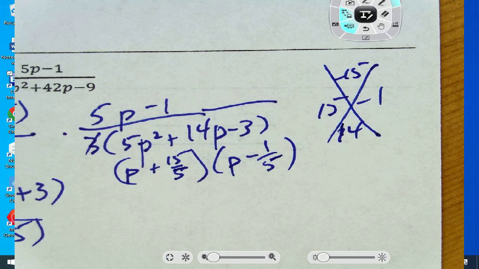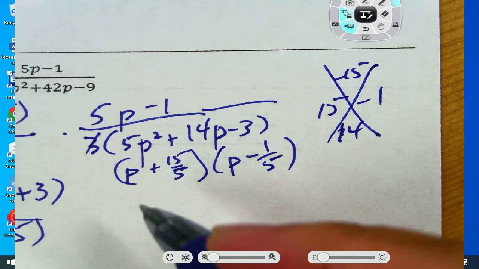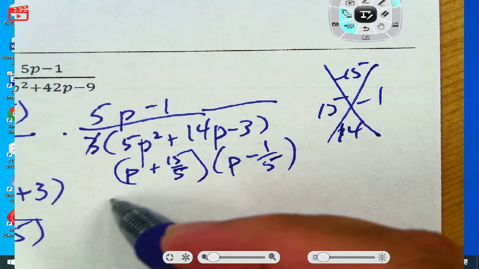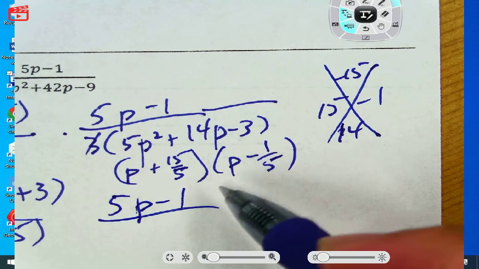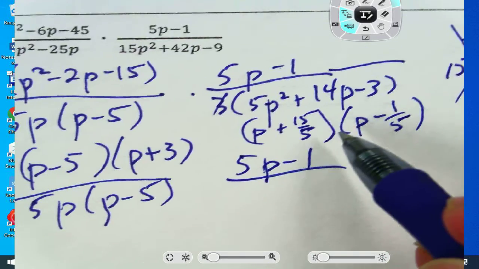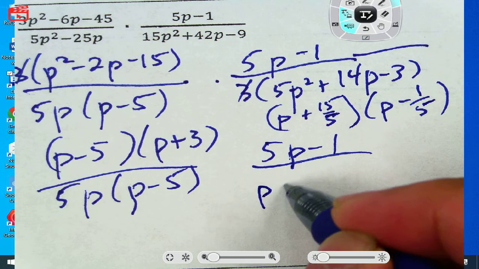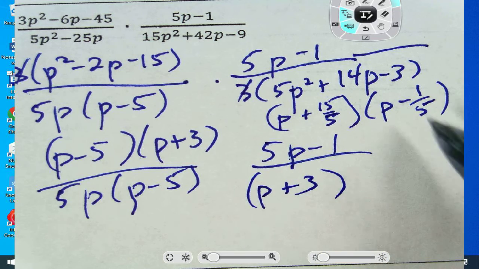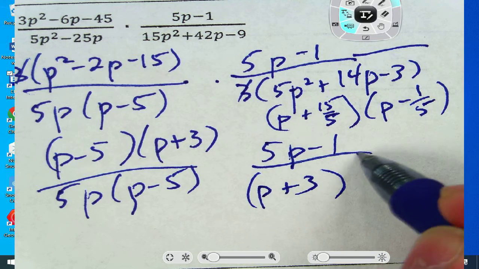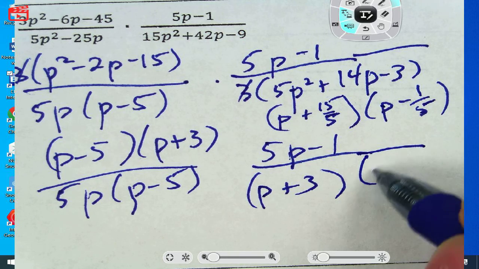15 over 5 can be reduced, right? Yes, good job. Alright, so I'm copying the numerator. Now I'm going to work out the correct version of this denominator. So like Tucker said, the 15 over 5 can be reduced, so it's p plus 3. The 1/5 cannot reduce, so what happens is the 5 comes forward.